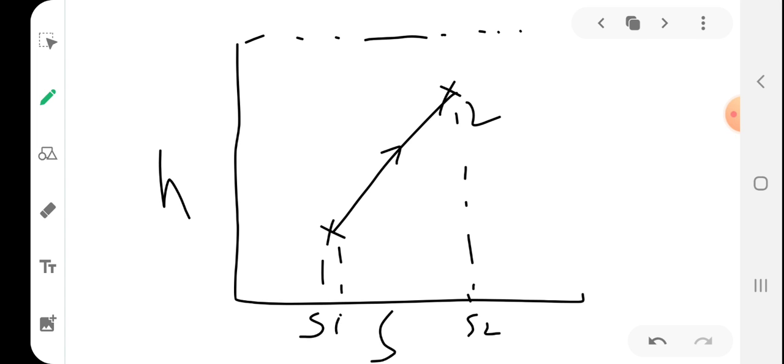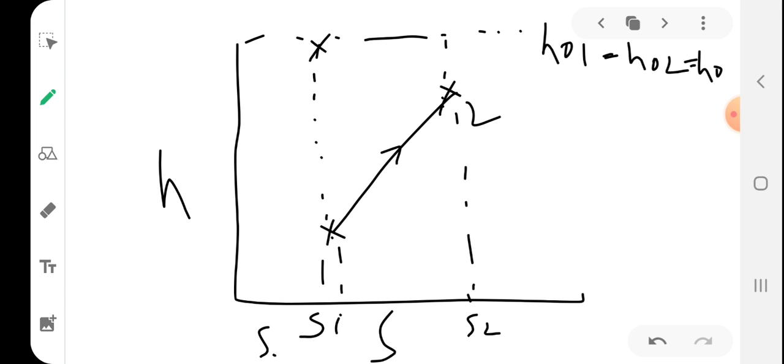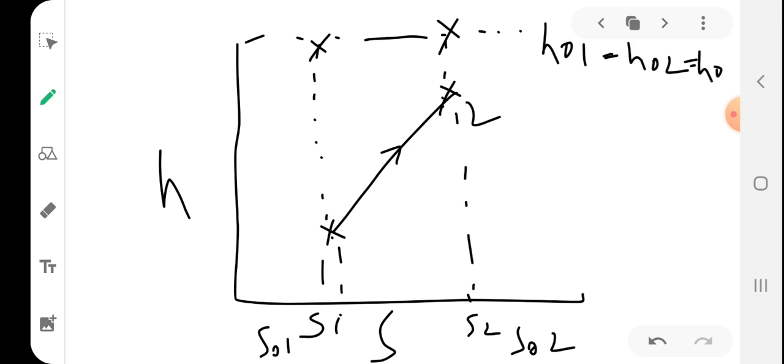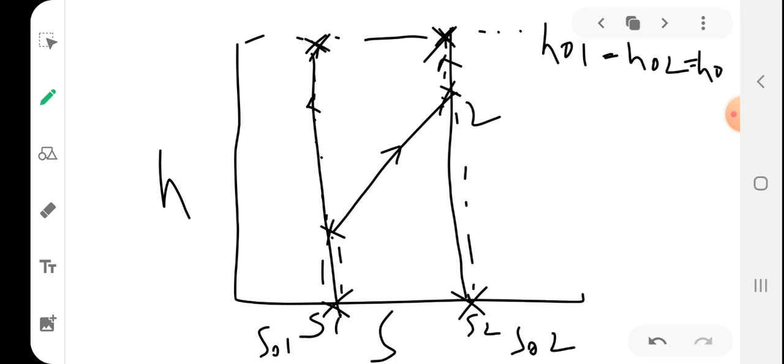Suppose this is H01, which is equal to H02, equal to H0. So the corresponding stagnation entropy values will be different: this will be S01 itself, and this will be S02 itself. Therefore S2 minus S1 will be S02 minus S01. This is the isentropic process to find the stagnation values. The stagnation values correspond to these 2 points. This point is the same as S1, and this point is the same as S2. So the difference in static values S2 minus S1 will be the same as S02 minus S01.